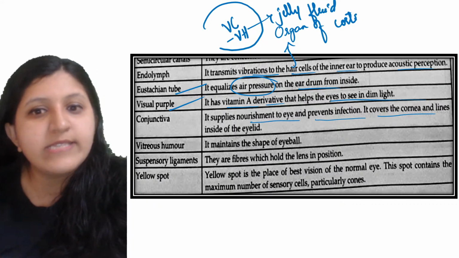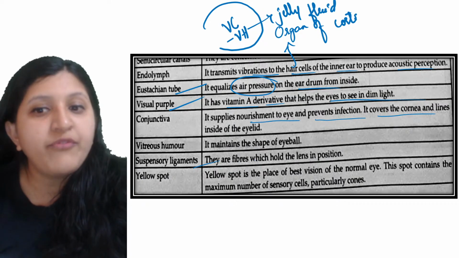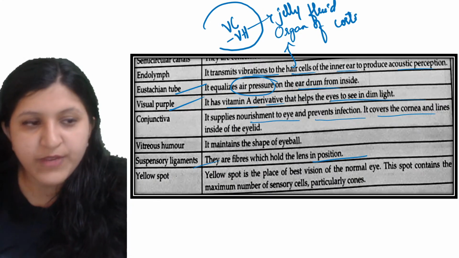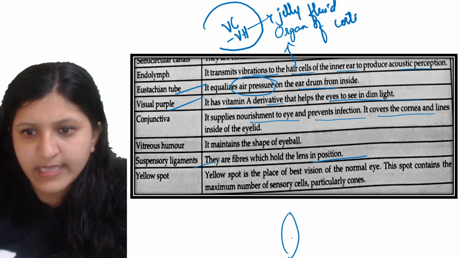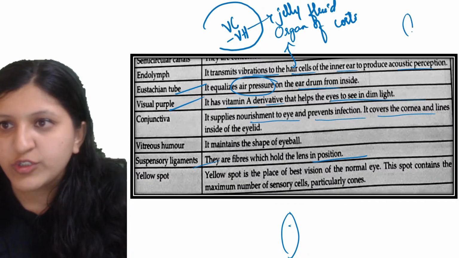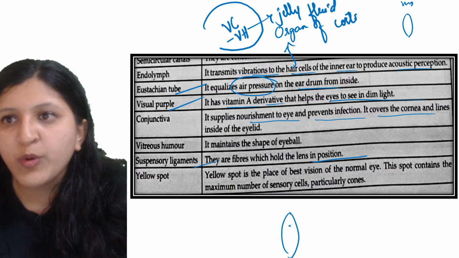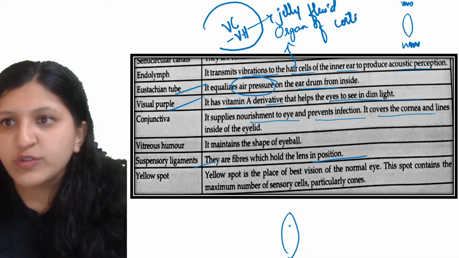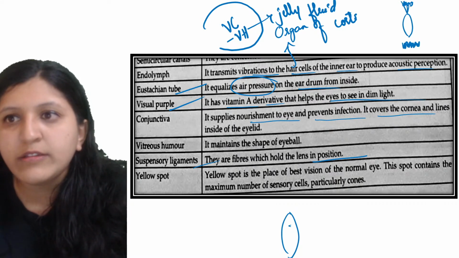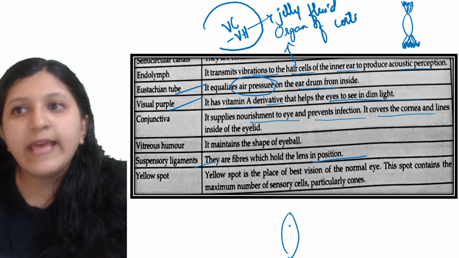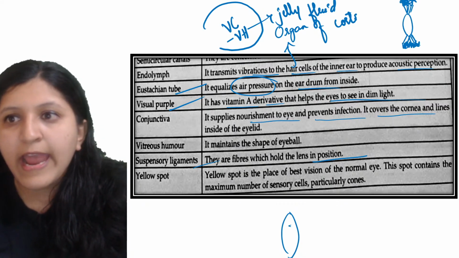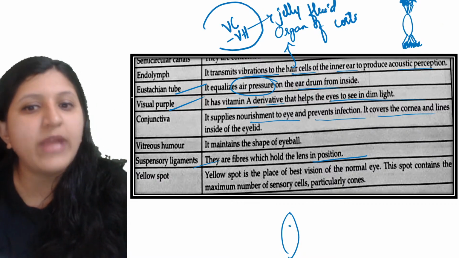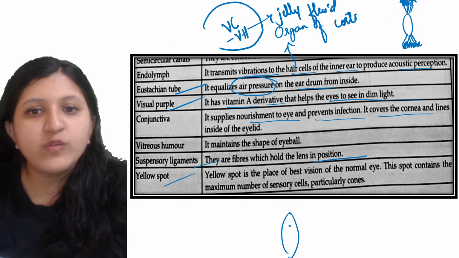Then there is the suspensory ligament. They are fibers which hold the lens in position. Let's say this is a lens now. One second, I'll draw it here. Okay, so this is a lens now. On the top you can find the ciliary muscle. The ciliary muscle holds with the suspensory ligament onto this lens. So the lens is held in position by the ciliary muscle and also the suspensory ligament, so that normal functioning can occur.